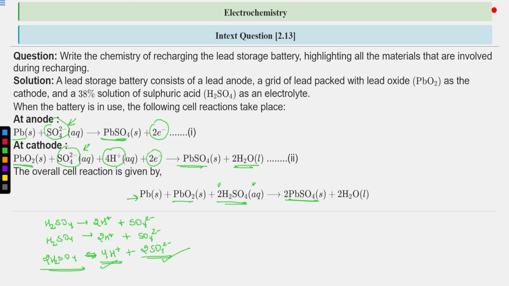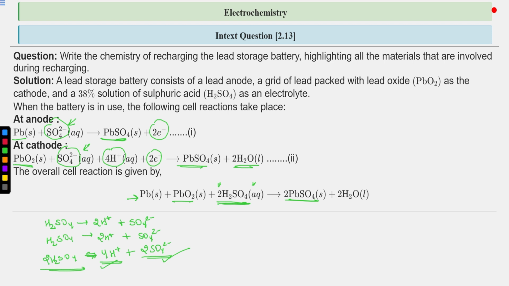SO4 2 negative here, because it is only the SO4 2 negative that is needed at the anode. And at the cathode, we are writing both 4H positive plus SO4 2 negative because both are required. But when you are adding the anode and the cathode reaction, they can be written as a whole as 2H2SO4. Okay, so that's why here we are taking 2H2SO4, and this is the chemistry of the recharging of the lead storage battery. Okay, highlighting all the materials that are involved during the recharging.